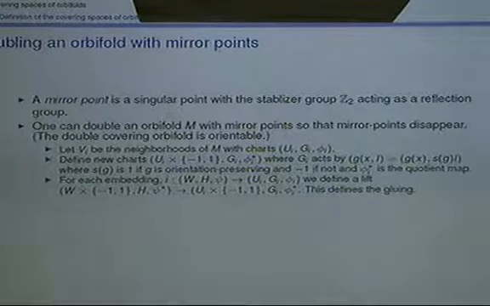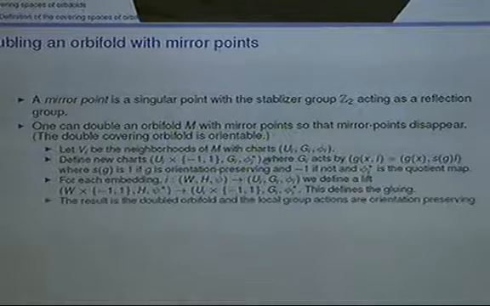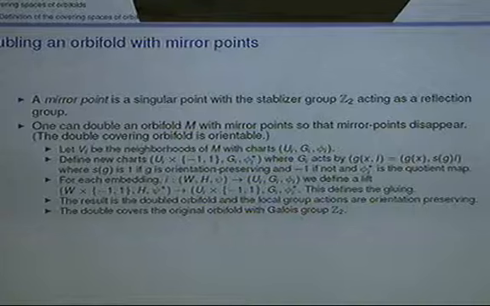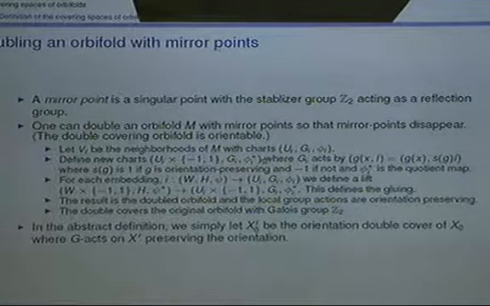Okay, so for each embedding, you can also define a lift, and so you can define the gluing. So basically you get some kind of doubled orbifold. Okay, so this is sort of an abstract definition that probably you didn't need to know. All right.